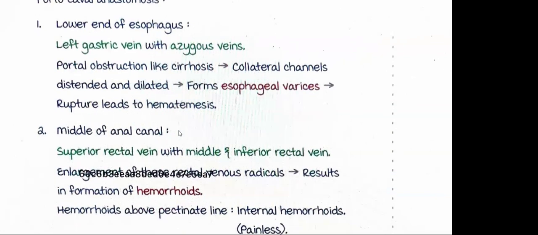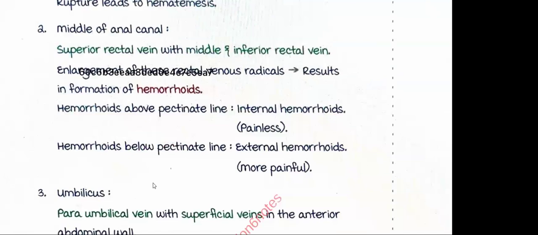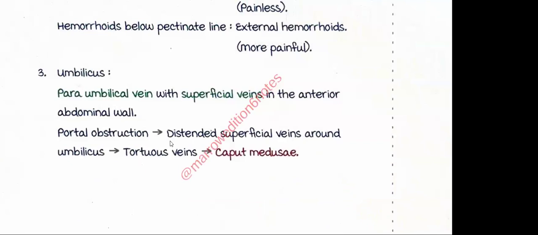Middle of anal canal: superior rectal vein with the middle and inferior rectal veins. Enlargement of these venous radicals results in formation of hemorrhoids. Hemorrhoids above pectinate line, internal hemorrhoids, painless. Hemorrhoids below pectinate line, external hemorrhoids, more painful.